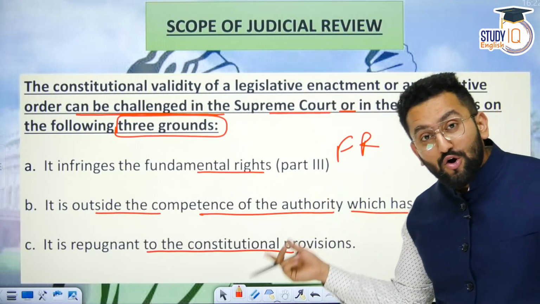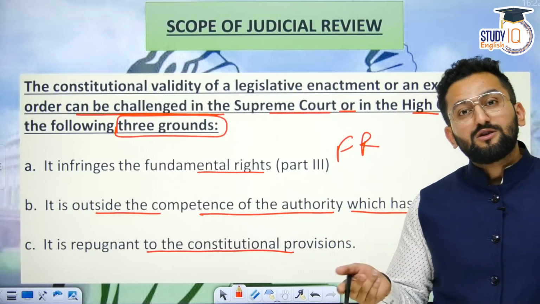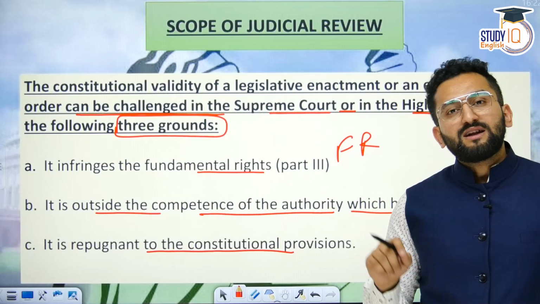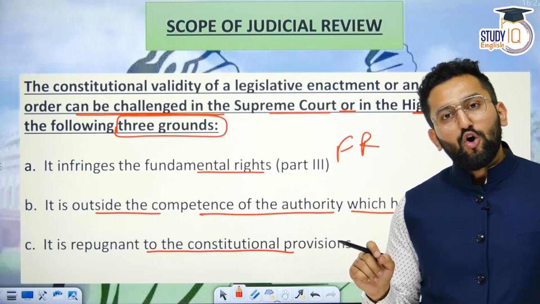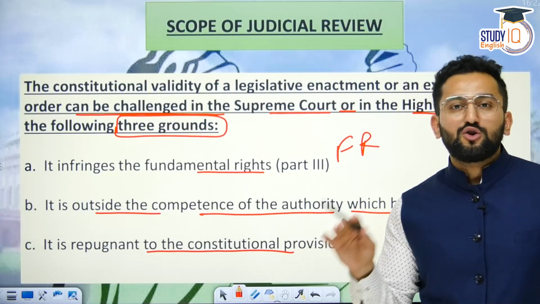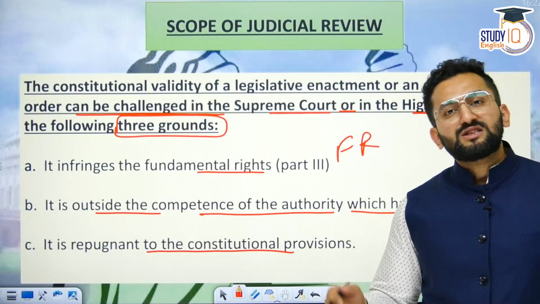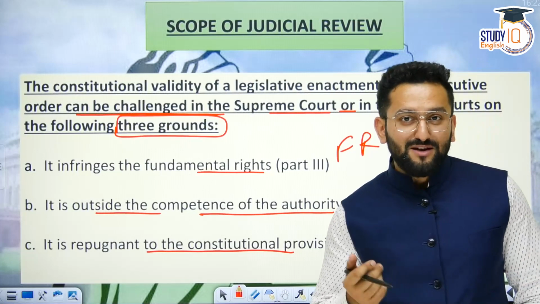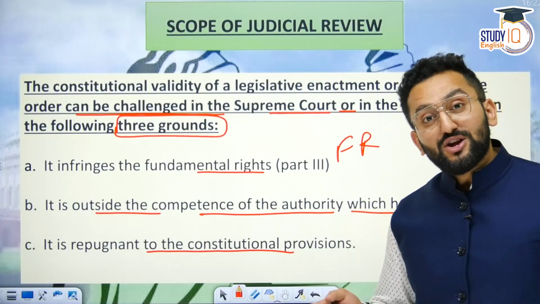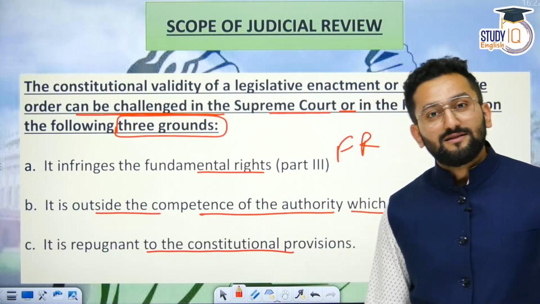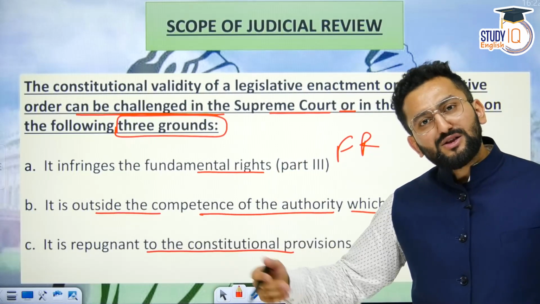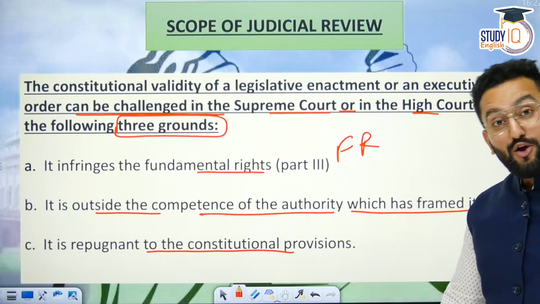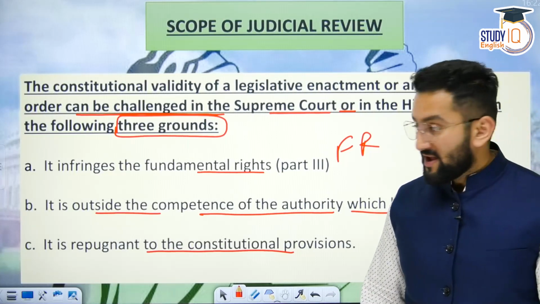Because the authority which should be responsible has not actually made the law. For example, you know that a state can make law on matters mentioned in the state list and concurrent list. If the state legislature has made a law on a matter which is mentioned in the union list, now tell me, don't you think it can be struck down by using judicial review? Yes. Why? Because it is also against the constitution, right? So this is the second scope. I hope it is clear to you by this example.